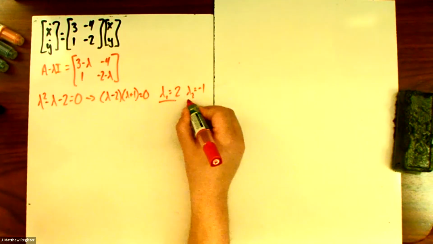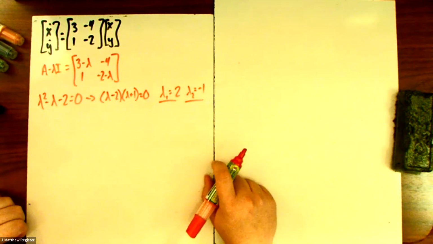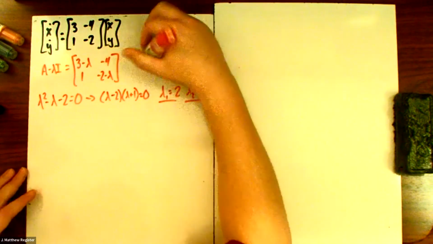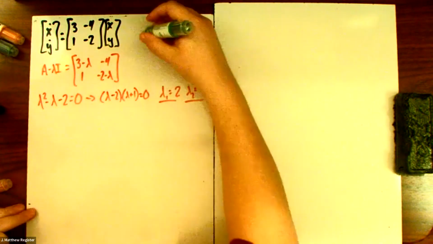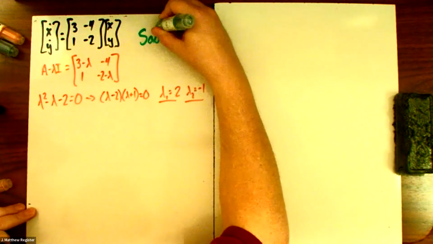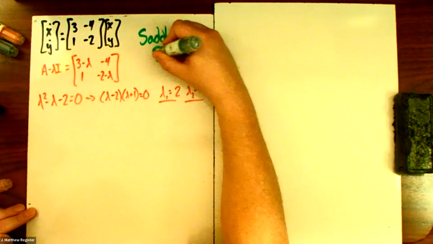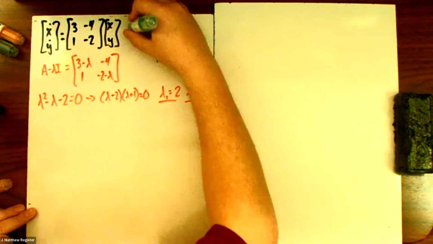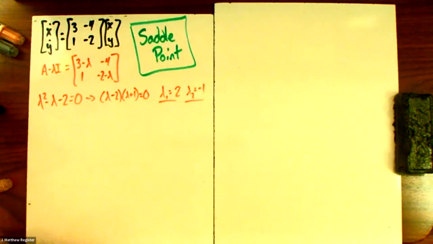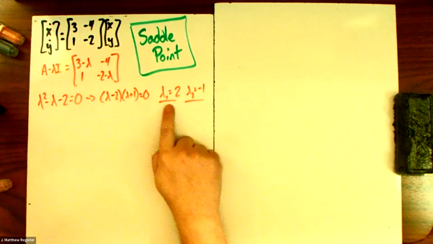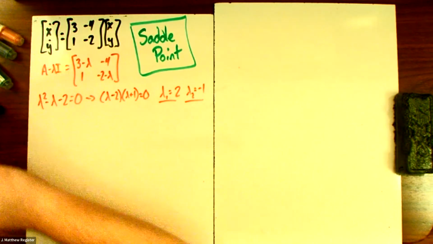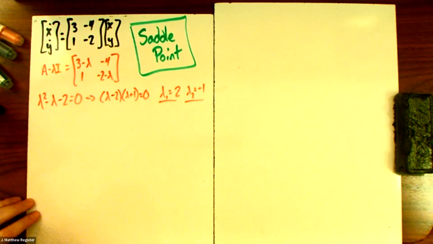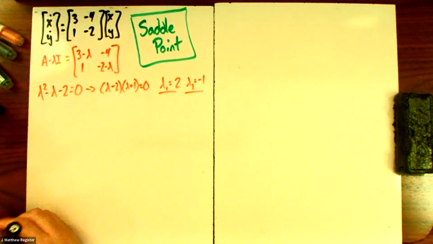Already, with this information, we can classify this system. This is going to be a saddle point. I'll write that up here. This is a saddle point. And we know that because we have a positive and a negative eigenvalue. And so now let's find the general solution, because we need the eigenvectors in order to graph it anyways.